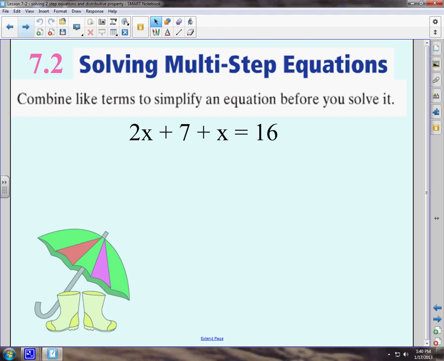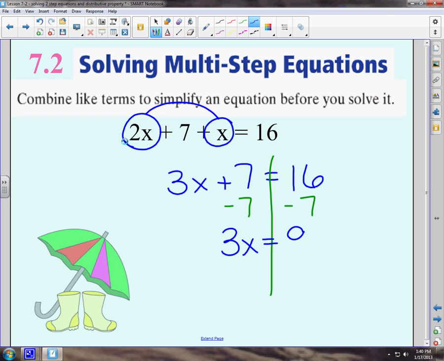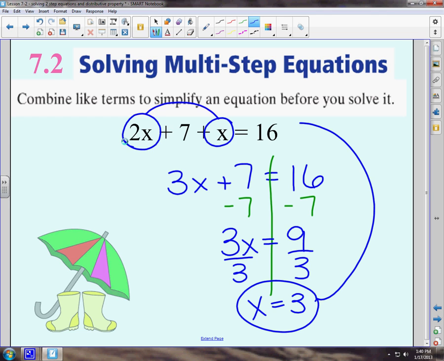So here's an example. 2x plus 7 plus x equals 16. Before you can solve the equation, you need to combine like terms. So I'm going to add this x and make it 3x plus 7 equals 16. Then I do my addition and subtraction. So I'm going to minus 7. Then I get 3x equals 9. Divide both sides by 3. So x equals 3.